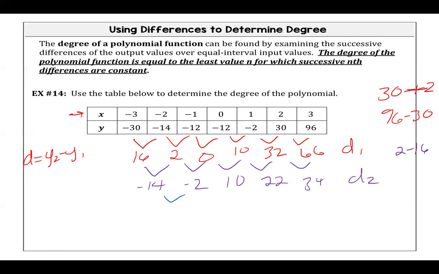Negative 2 minus negative 14. We get 12. 10 minus negative 2, 12. 22 minus 10, 12. 34 minus 22, 12. Is our D3 the same? Yes, our D3 is the same. So this is a third degree polynomial. Ta-da! Do y'all remember doing that?